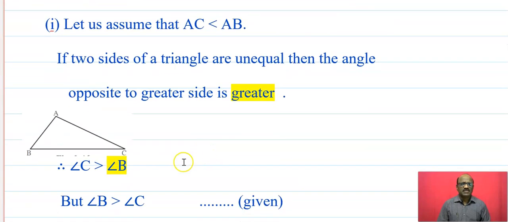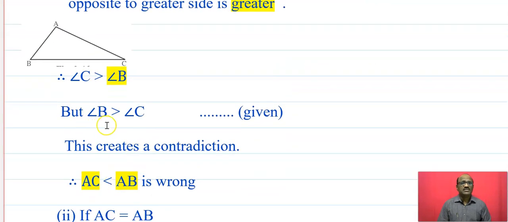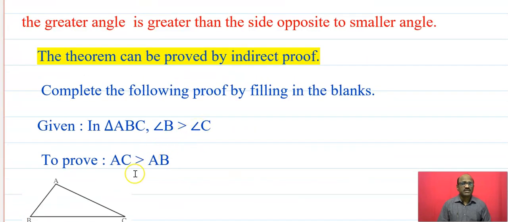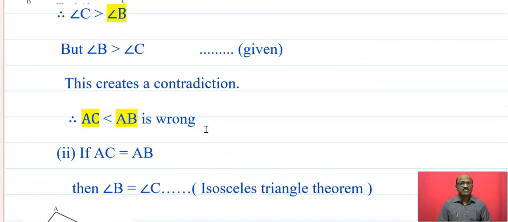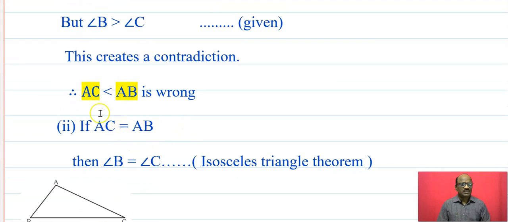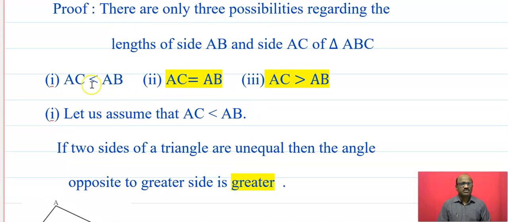Angle opposite to AB is angle C, and the angle opposite to AC is angle B. That is, C is greater than B, but we have given that B is greater than C. Yes, we have given that B is greater than C. Therefore, this contradicts. Therefore, our assumption, that is first possibility, is wrong.